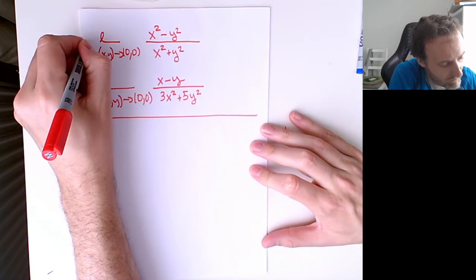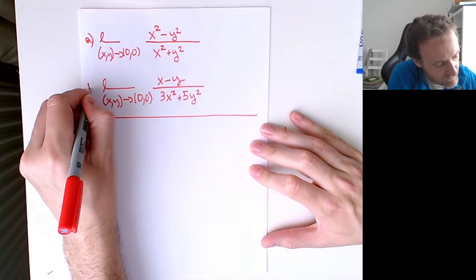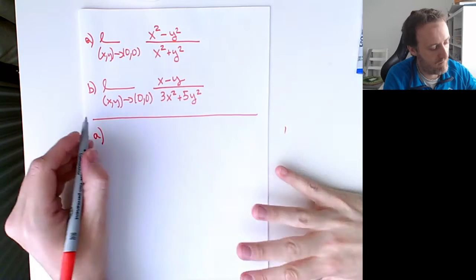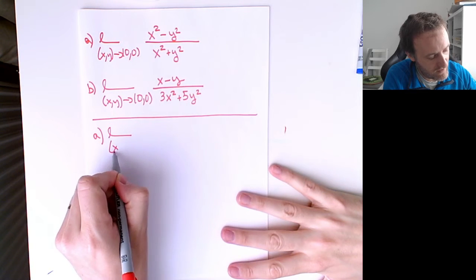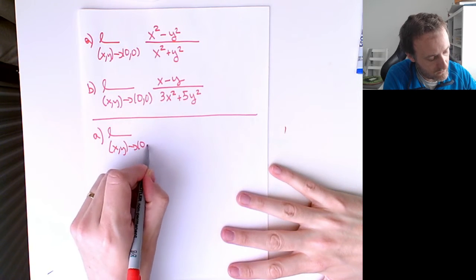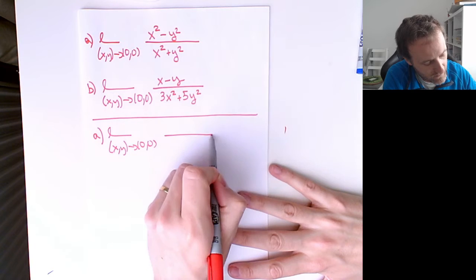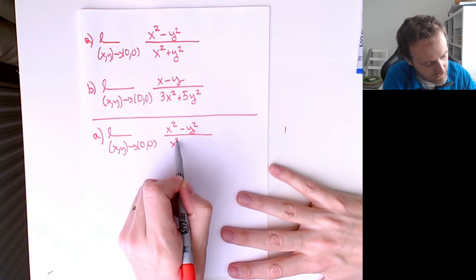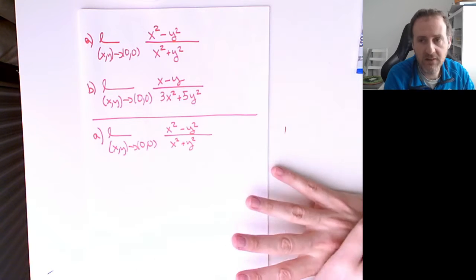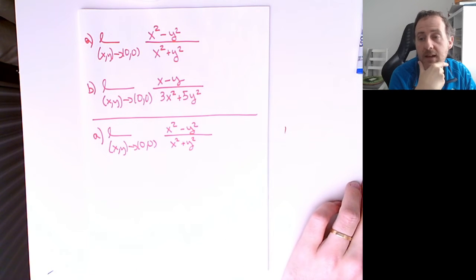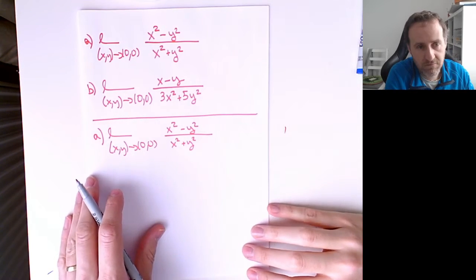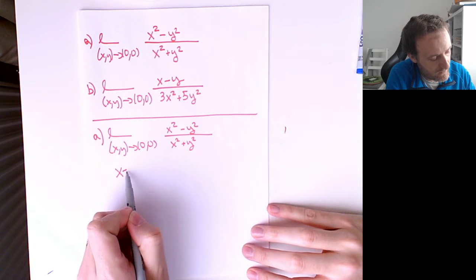So let's compute the first one. The limit when x and y go to 0, 0 of the expression x squared minus y squared over x squared plus y squared. Now, a common technique for computing these limits is using polar coordinates.